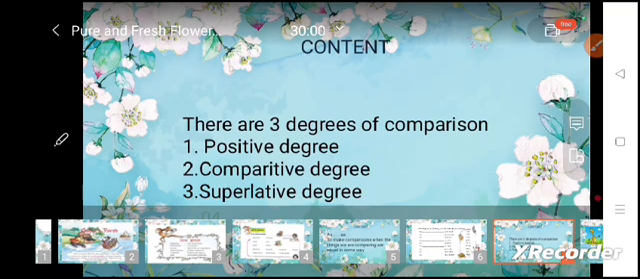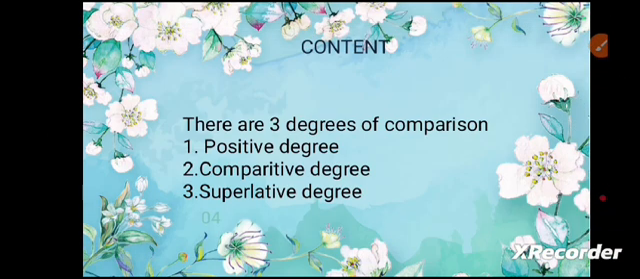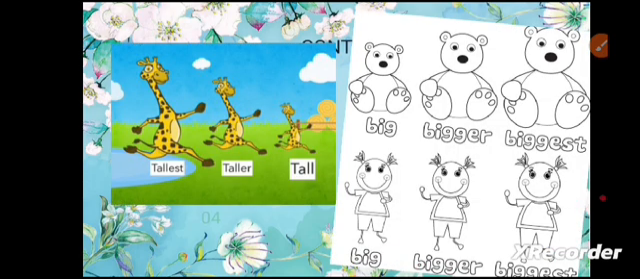Next, here another important topic given in Gulliver's Travels is the degrees of comparison. Children, when we are using an adjective, there is a thing called degrees of comparison. Okay, there are three degrees of comparison. First one is positive degree, second one is comparative degree, third one is superlative degree. My dear children, the positive degree is nothing but a simple use of an adjective in a sentence.